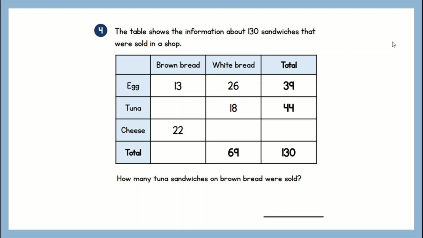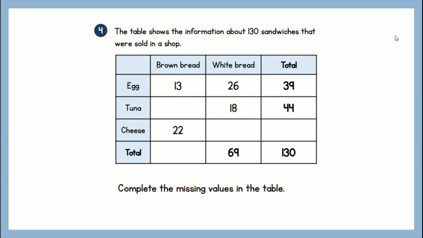How many tuna sandwiches on brown bread were sold? Tuna sandwiches, brown bread, there's no number. Now to work this out, because we have the total and the number of white bread that were sold, if we minus them from each other, we will get our answer. 44 minus 18. 4 minus 8, we can't do that. Go over to the 4, cross it out, making it a 3. Carry over the 1. 14 minus 8 is 6. 3 minus 1 is 2. Our answer is 26.